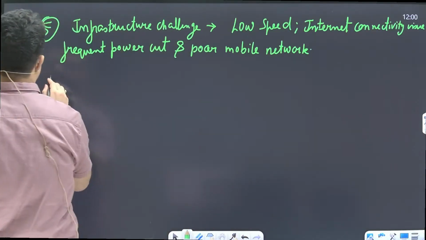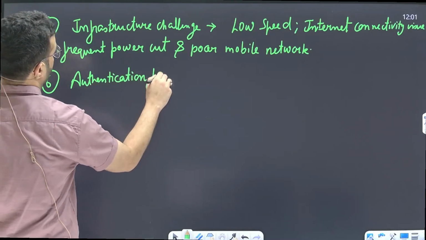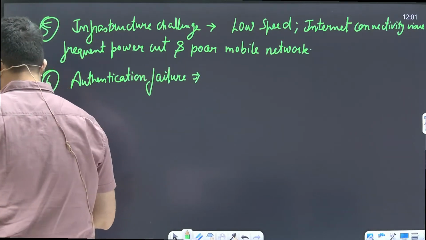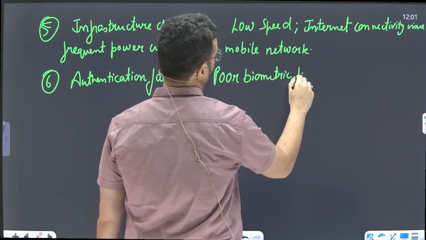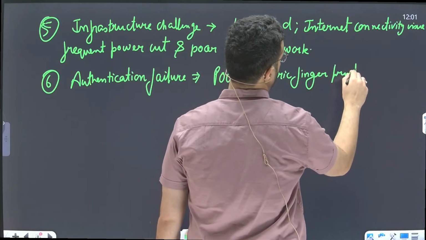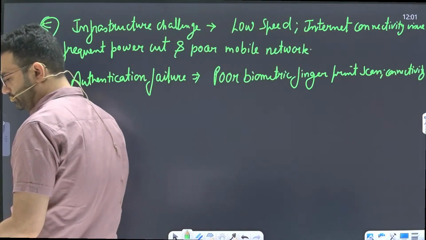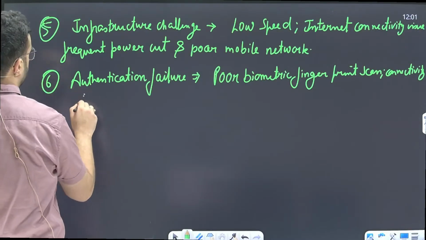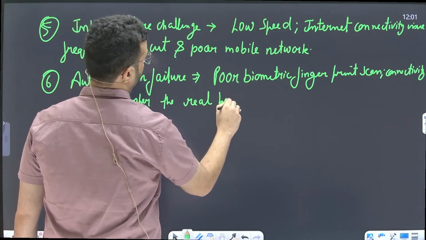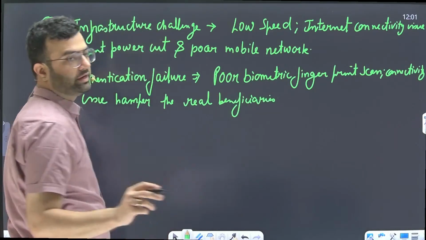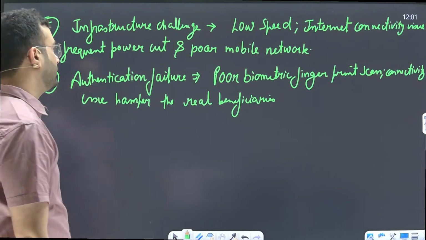Then sixth, authentication failure. Poor fingerprints, poor biometric fingerprint scans, connectivity issues hamper the real beneficiaries. It hampers the real beneficiaries who are actually entitled to take the benefits of DPI. They are not able to.